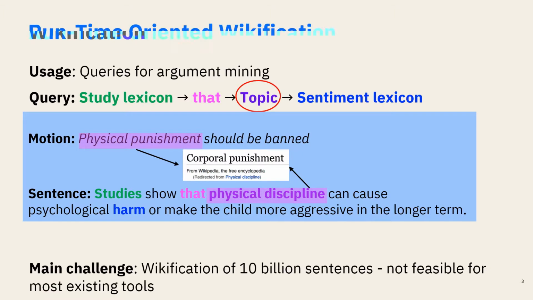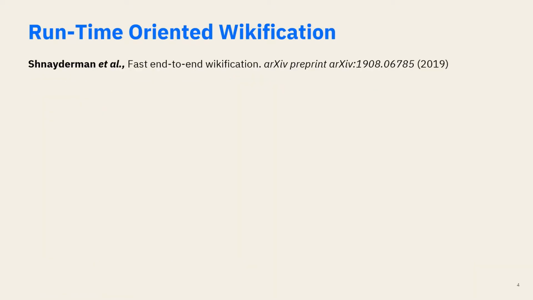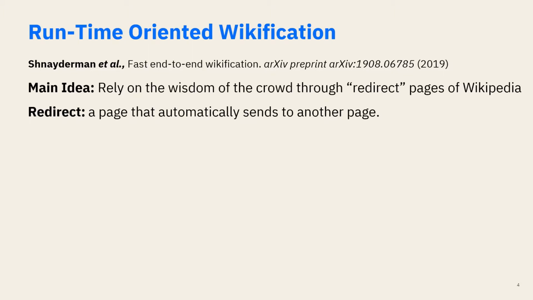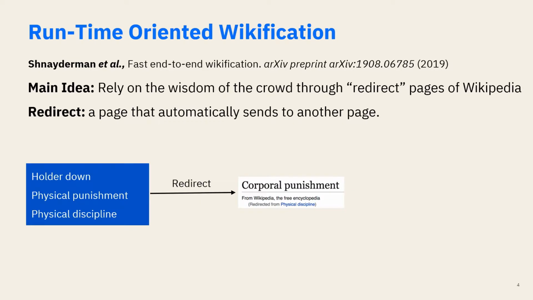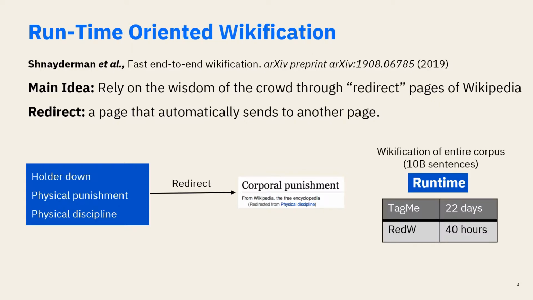mapping process. This paper by Ilya Schneiderman et al. presents the runtime-oriented wikification tool, which was developed in Project Debater in order to enable the wikification of the entire corpus. The tool leverages the redirect mechanism of Wikipedia for performing the mapping between terms and Wikipedia pages. The terms are mapped to the same page they are sent to by the redirect mechanism. This lightweight wikification tool is able to wikify the entire corpus in 40 hours compared to the 22 days it took its counterpart, Tagme.